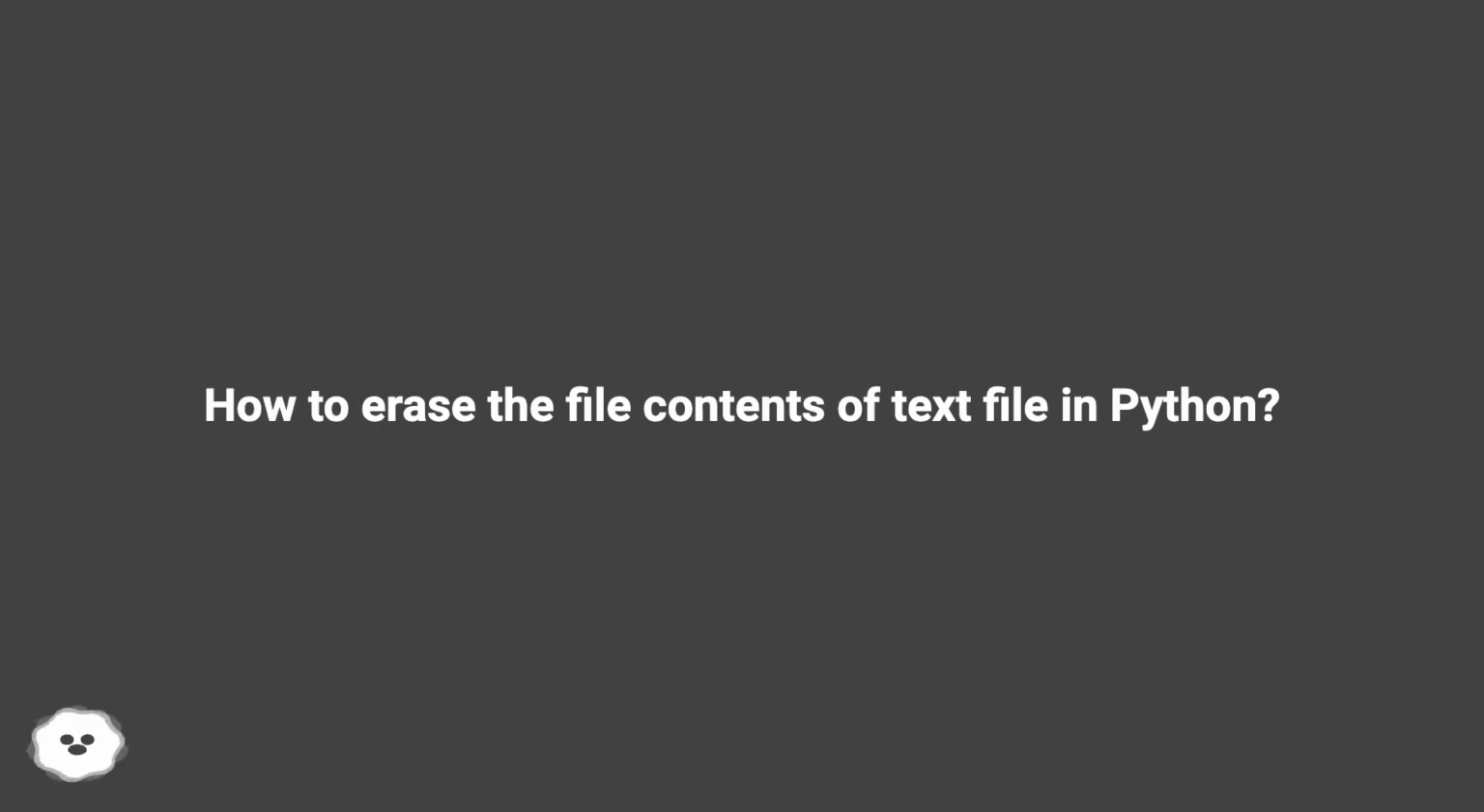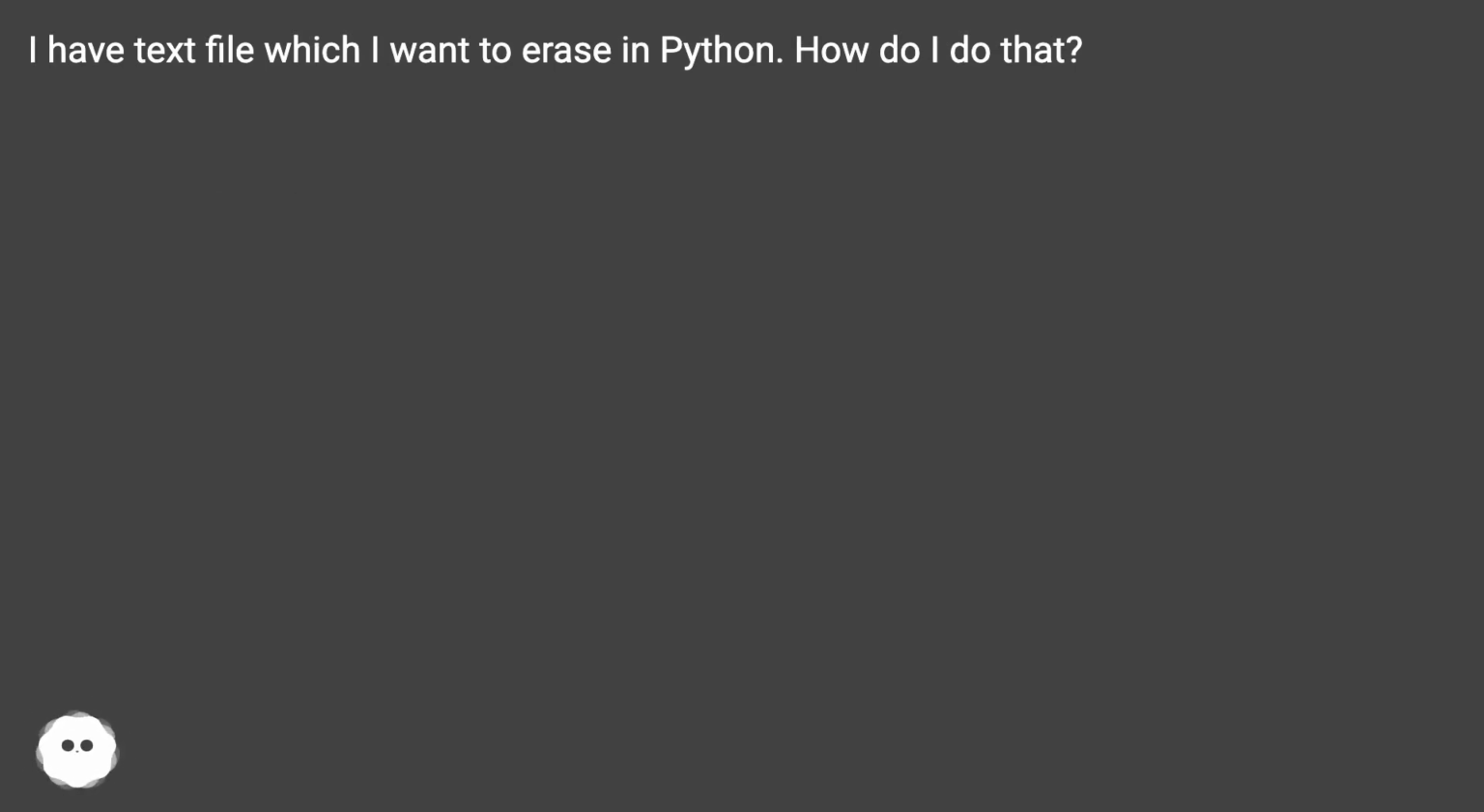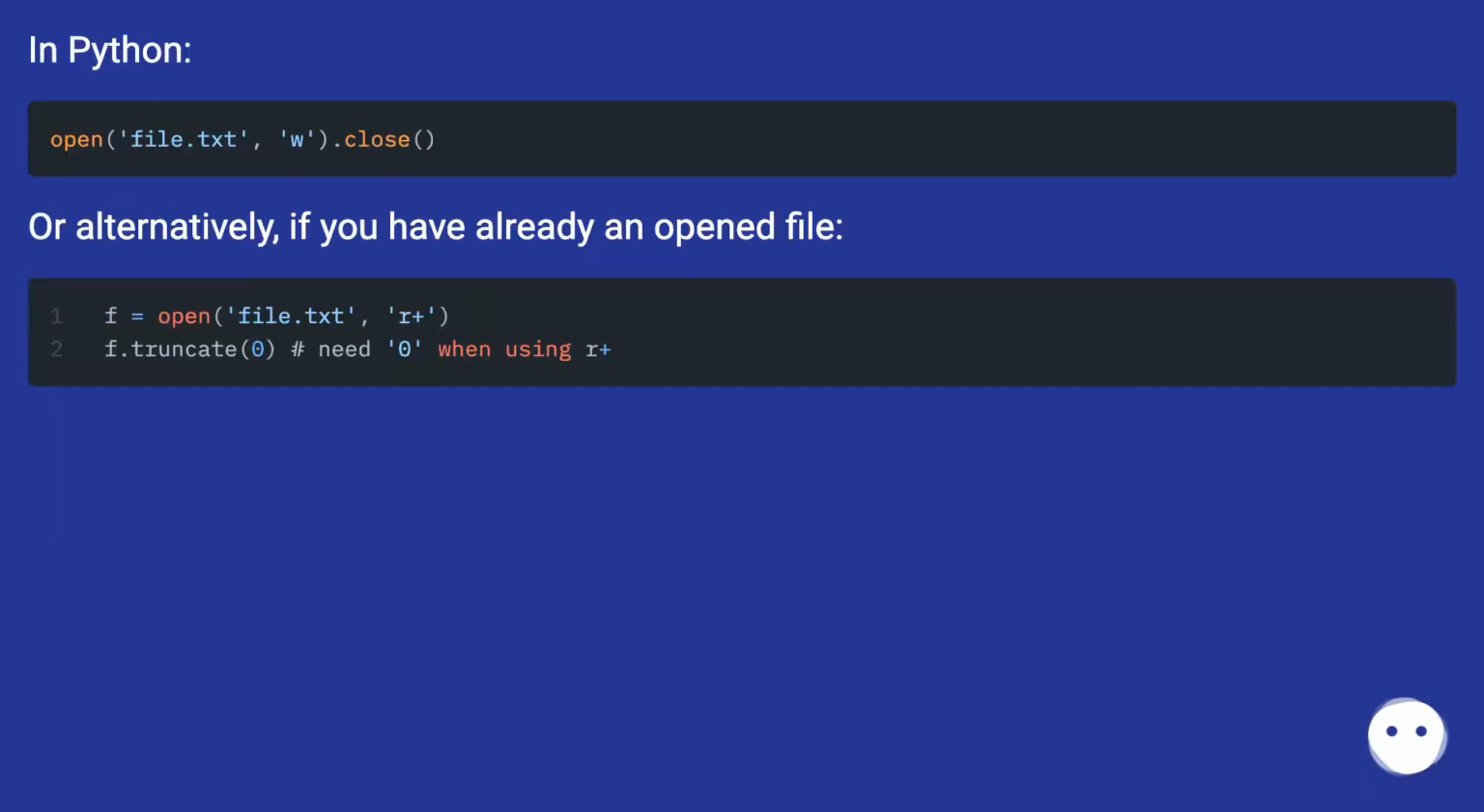How to erase the file contents of a text file in Python. I have a text file which I want to erase in Python. How do I do that? In Python. Or alternatively, if you have already an opened file.